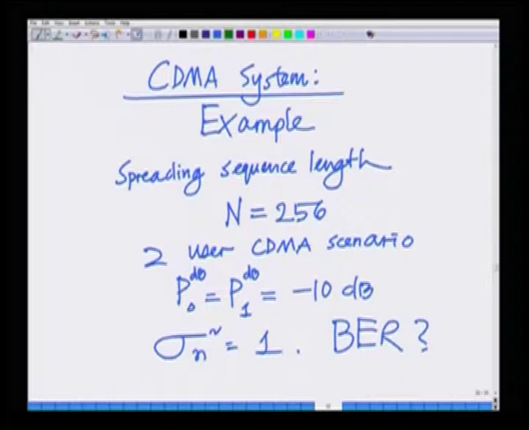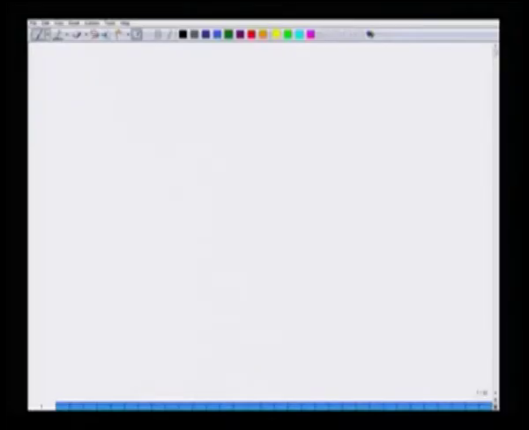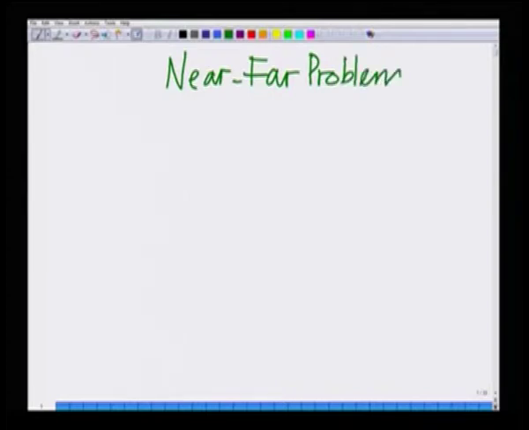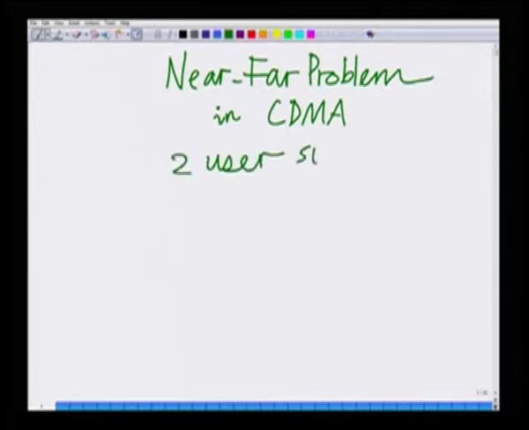Today, before I move on to a new topic, let me finish one last minor topic in CDMA systems. That is, I want to talk about one last topic, that is the near far problem in CDMA systems. Now, we know that in CDMA systems, the SNR, let us consider a simple 2 user CDMA system. Consider a 2 user system.